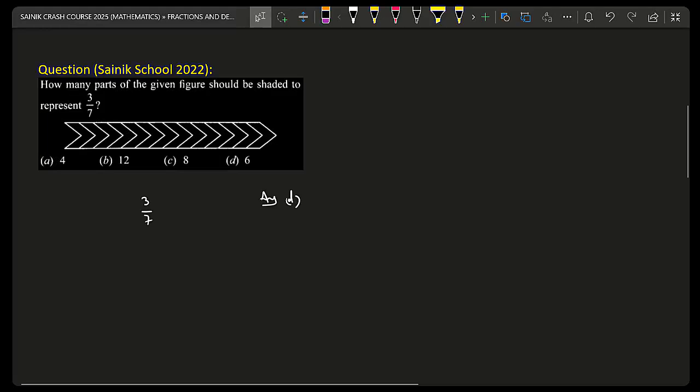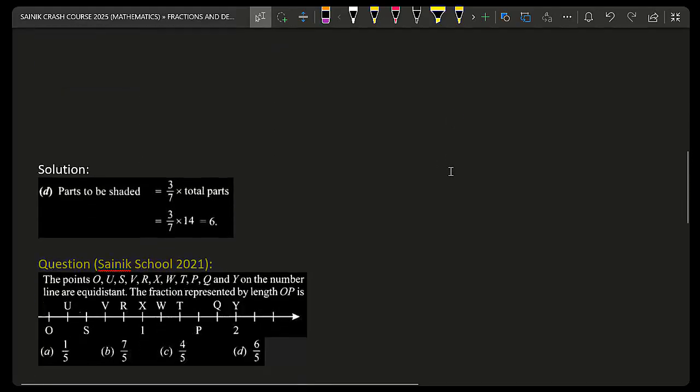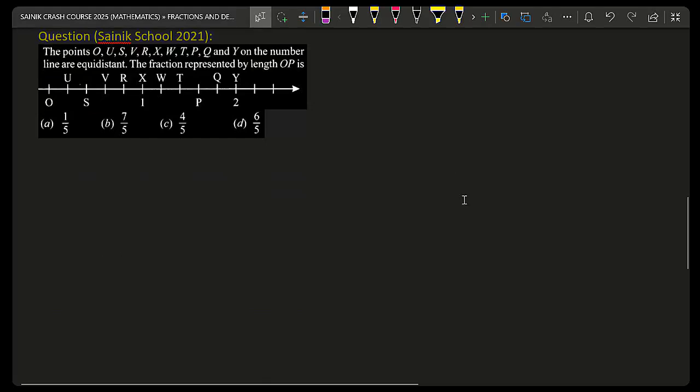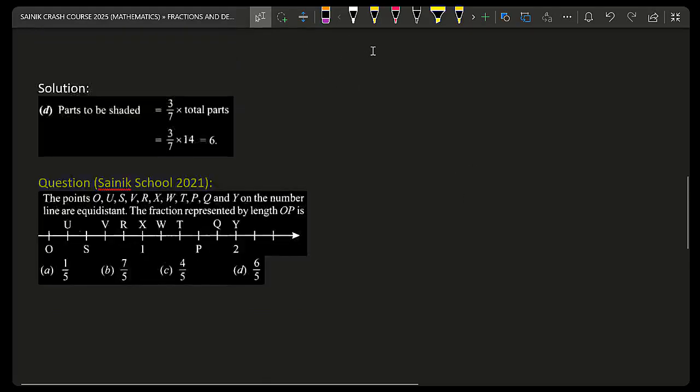We move to the next question. So the next question is this. In this question, there was a small mistake. I am going to correct the mistake first.